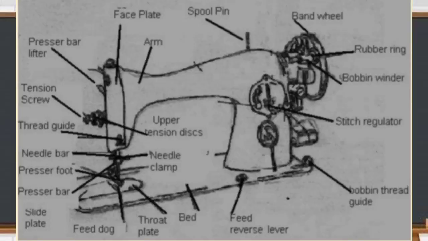Bobbin winder. Bobbin winder controls the bobbin while winding the thread. Stitch regulator checks the length of the stitches. Balance wheel, it sets the mechanism into motion. Belt connects the balance wheel to the drive wheel. Stop motion screw. It hinders moving when loosened and start.